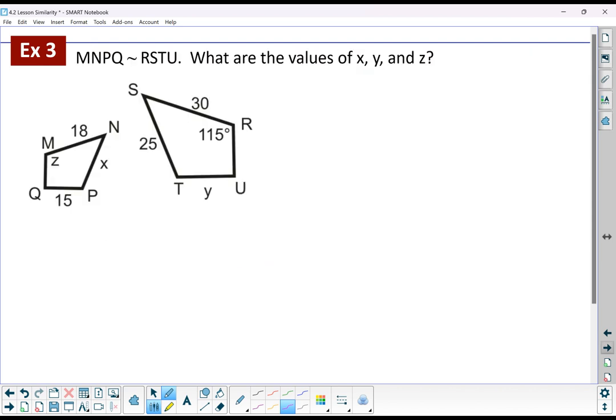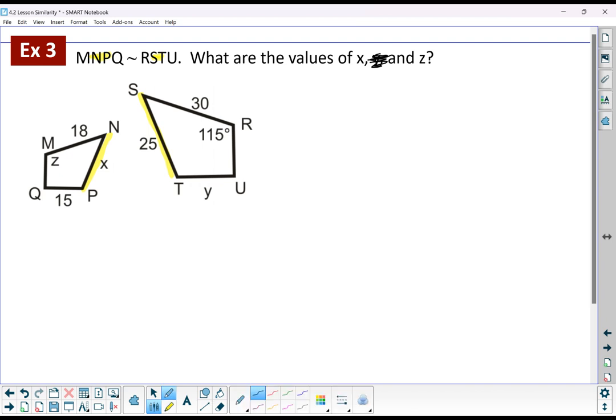All right, here we have some quadrilaterals. MNPQ is similar to RSTU. I'm not going to find y for the video. I'm just going to focus on x and z. So if I'm trying to find the side that is marked x, I have to think about what it corresponds to in my other shape, and it corresponds to ST. You can see that those are the middle letters in this quadrilateral.